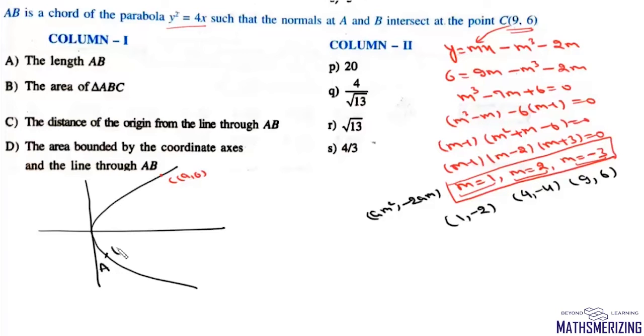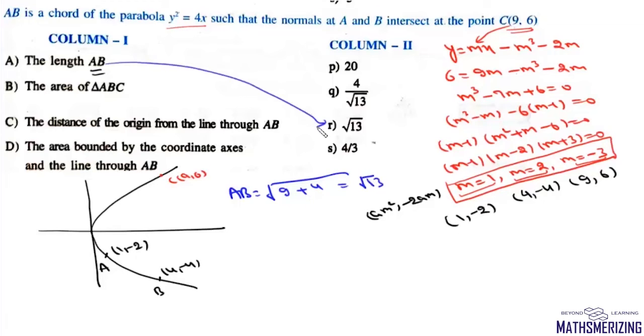So A is (1, -2) and B is (4, -4). Now the first question is we need to find the length of AB. So the length of AB will be the square root of 3 squared, 9, plus 2 squared, 4. So it should be root 13. So this A is matched to R.